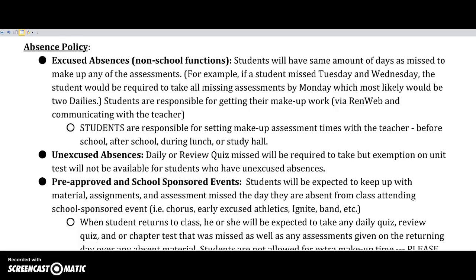Students are responsible for getting their makeup work. We try to put up as much as possible on RenWeb for that communication. Students are responsible for setting up makeup assessment times with teachers before school, after school. So we don't want to take up a lot of the class time while teaching is going along. So if you are missing those dailies or review or the unit test, please make sure we are making that up.